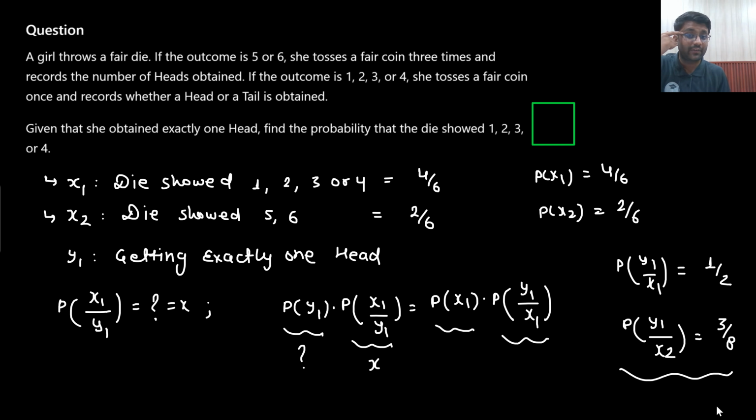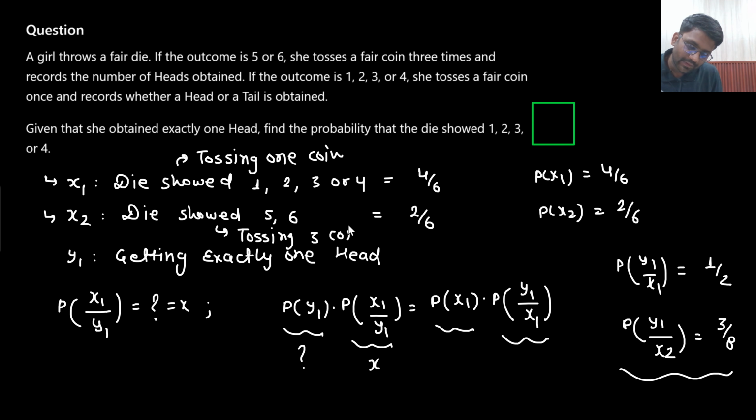So die showing 1, 2, 3, 4 is equivalent to tossing one coin, and die showing 5, 6 is equivalent to tossing 3 coins. What is the probability of tossing one coin? It will be equivalent to the probability of the die showing 1, 2, 3 or 4, which is 4 by 6. What is the probability of tossing 3 coins? That equals the die showing 5, 6, which is 2 by 6.